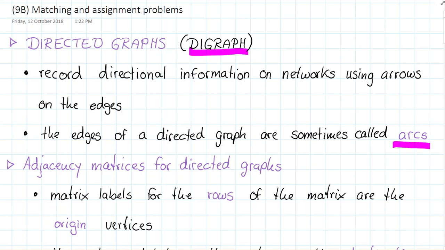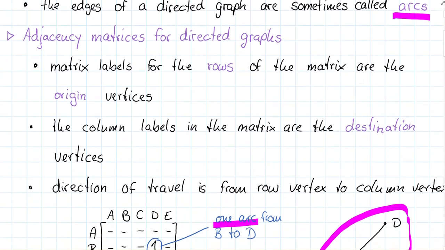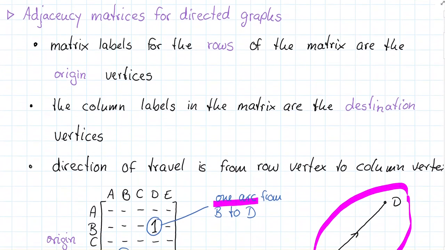We have a network, and this network is using arrows on the edges to give directional information. So we record directional information on networks with the help of arrows on the edges. And when we have such arrows on the edges in a directed graph, we call those edges arcs. Good. The information of a directed graph can again be displayed in an adjacency matrix.